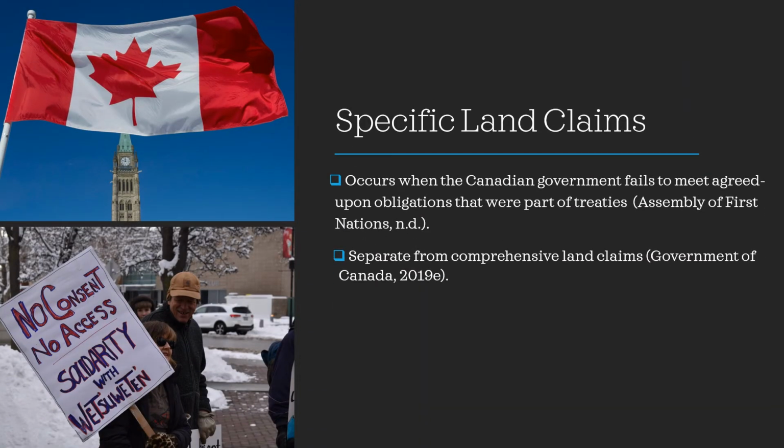Next, specific land claims occur when an Indigenous group files a claim against the Canadian government where the government has failed to meet agreed-upon obligations that were part of a treaty or other form of agreement. Specific claims are separate from comprehensive claims and are an attempt at resolving an outstanding specific claim through negotiations, resulting in a settlement ideal for both parties.